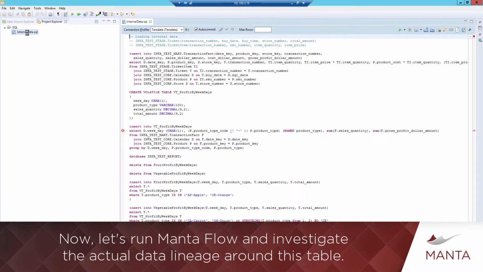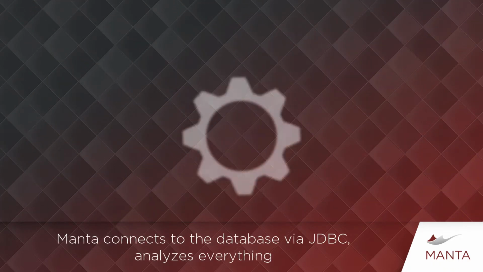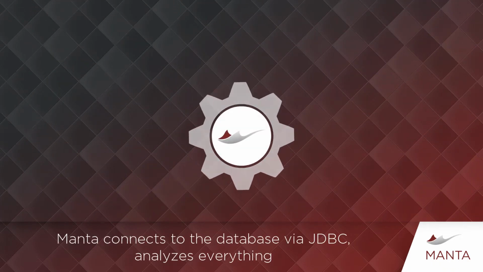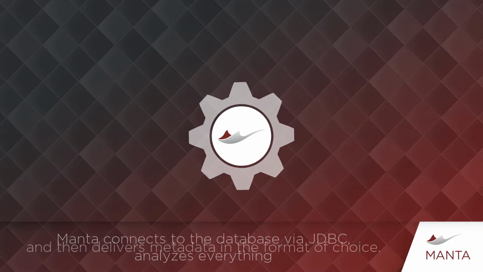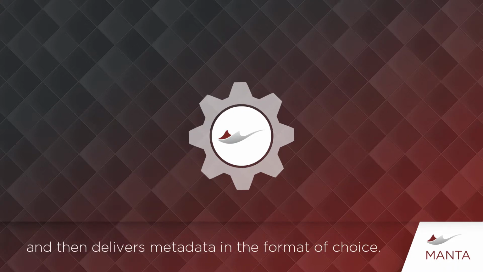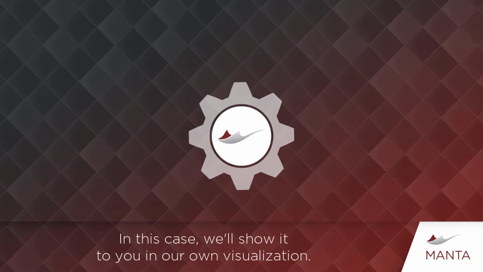Now, let's run Manta Flow and investigate the actual data lineage around this table. Manta connects to the database via JDBC, analyzes everything, and then delivers metadata in the format of your choice. In this case, we'll show it to you in our own visualization.